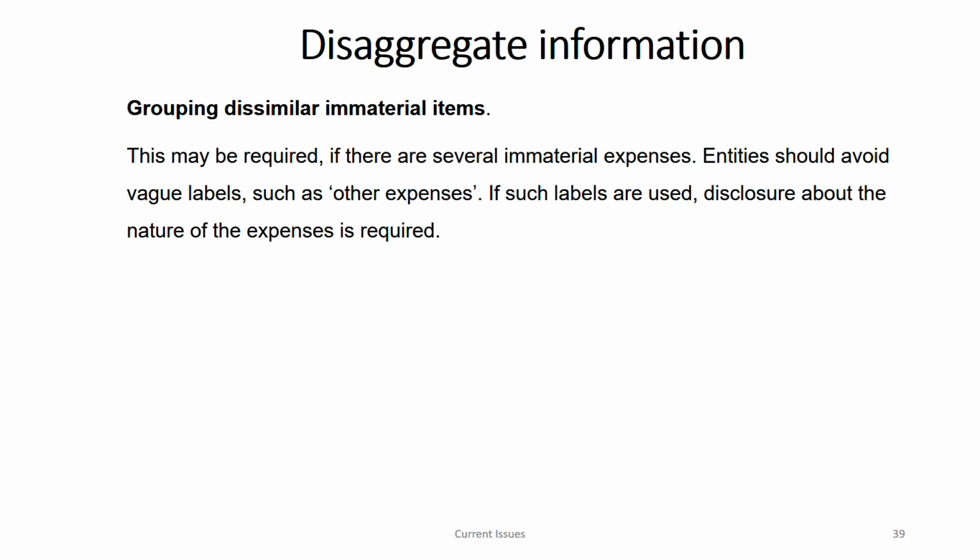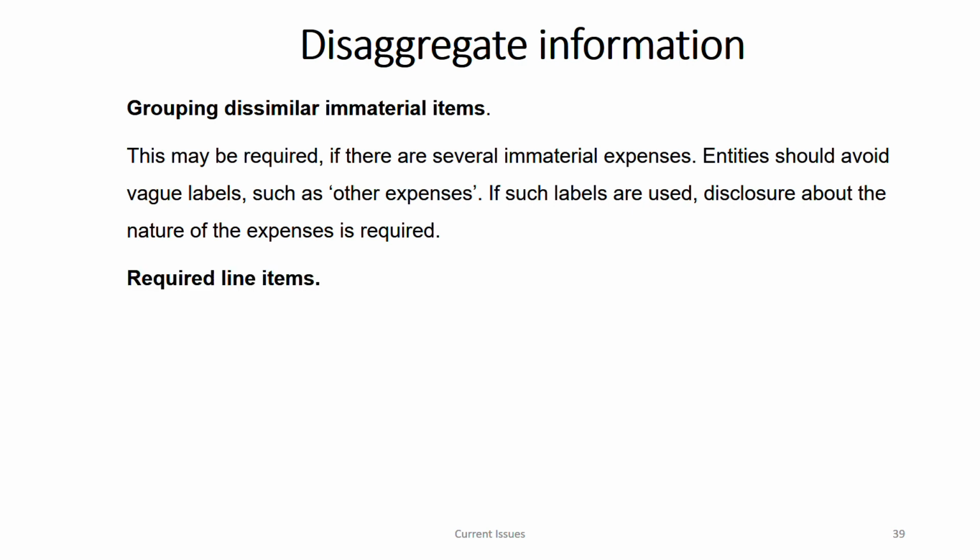It's very vague, right? Other expenses. You don't know whether other expenses is material or immaterial or what it is. So avoid that label. Rather, you have to disclose the nature of the expense.